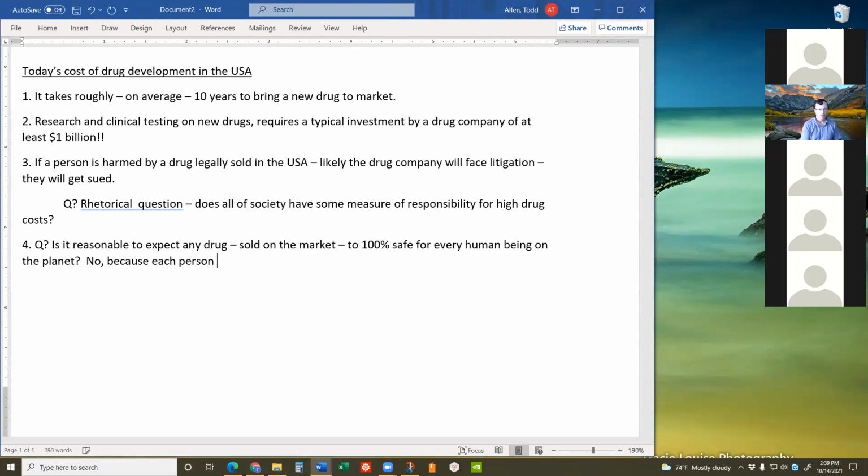Each person metabolizes the same drug differently because we are all genetically different.